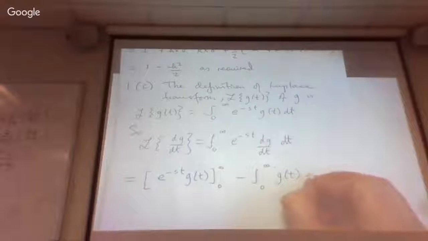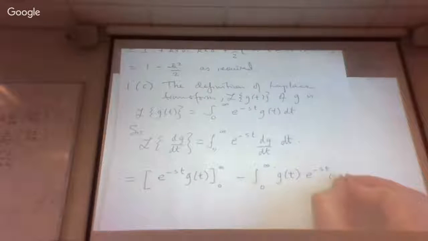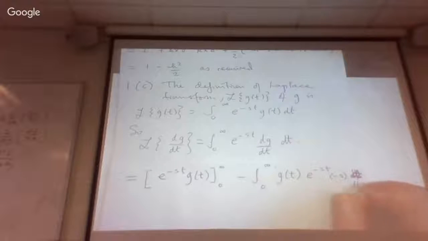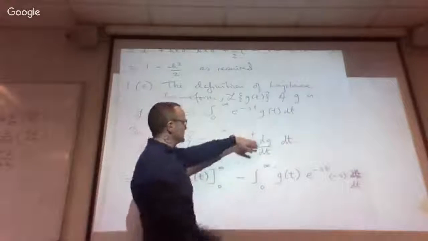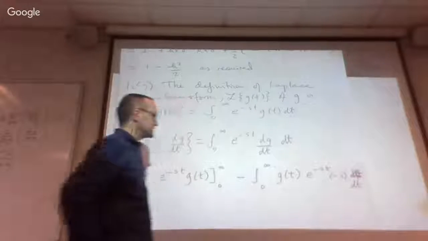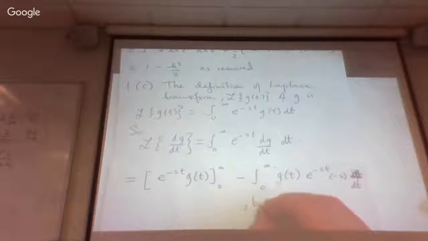So that is, again, e to the minus st, and you get an extra factor of minus s through the application of the chain rule. The derivative of e to the minus st with respect to t is e to the minus st times the minus s. So that's by integration by parts.